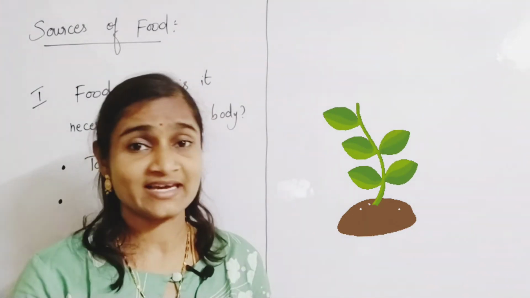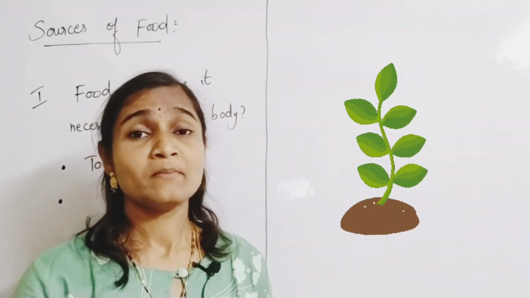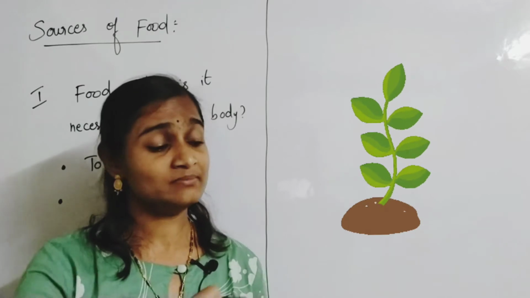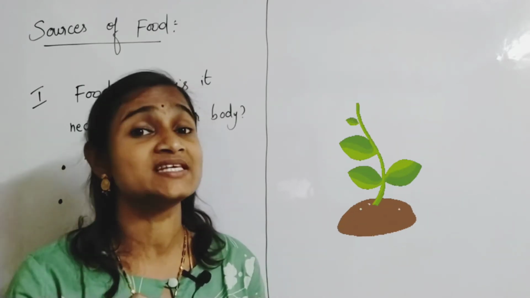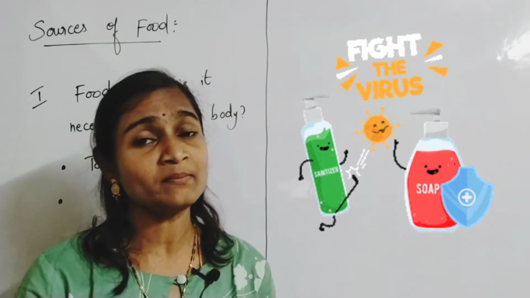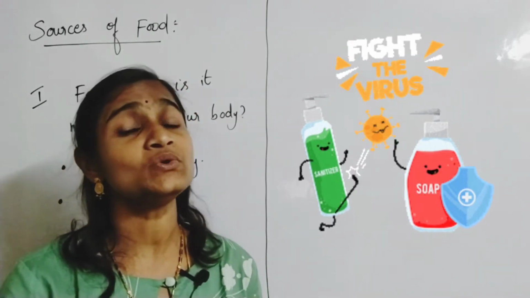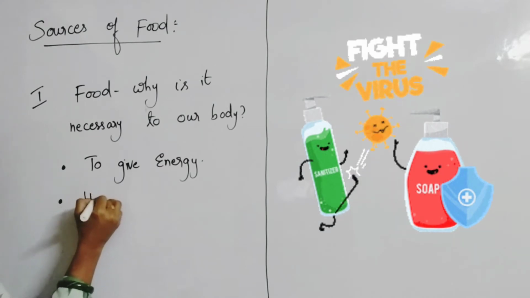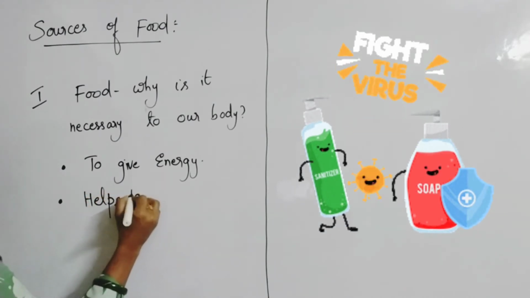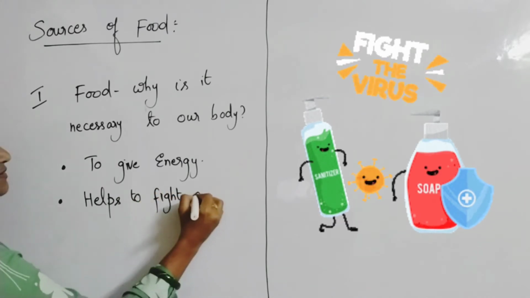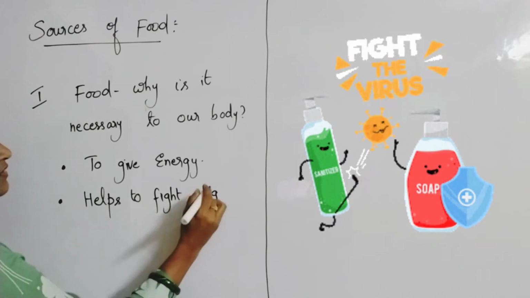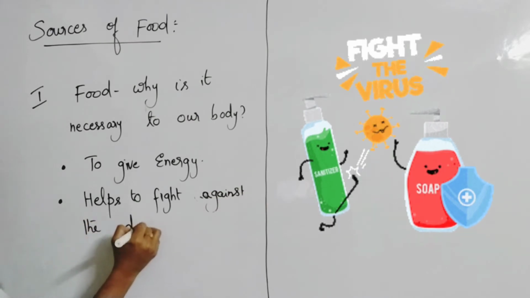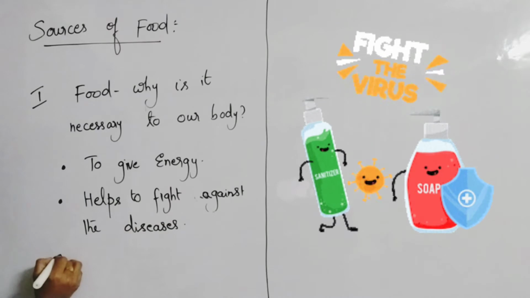Okay, the next thing is, why is food necessary for what else? To do our daily life activities, food is necessary. Not only that, but food is necessary to fight against diseases, isn't it? In our surroundings, we come across many disease causing germs. In order to have protection from those disease causing germs, we need to eat healthy food every day. So food helps us to fight against the disease causing germs. Food is very much important.